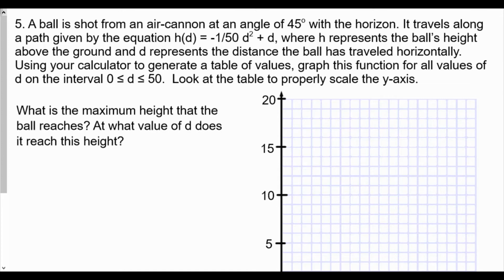So number 5: a ball is shot from an air cannon at an angle of 45 degrees with the horizon. It travels along the path given by the equation h of d is equal to negative 1/50th d squared plus d, where h represents the ball's height above the ground and d represents the distance the ball has traveled horizontally. Using your calculator, generate a table of values. Graph this function for all values of d from 0 to 50. Look at the table to properly scale the y-axis. And of course, it asks what is the maximum height that the ball reaches, and at what value of d does it reach this height?